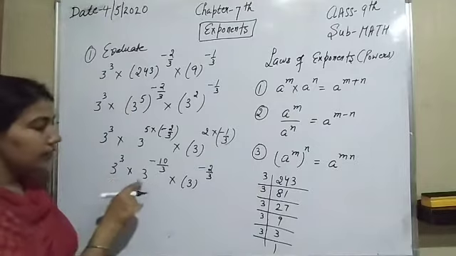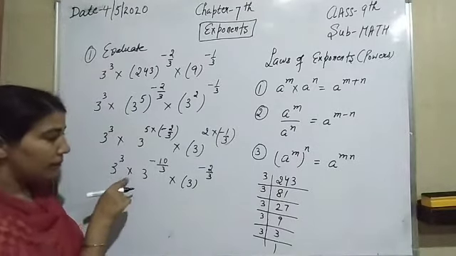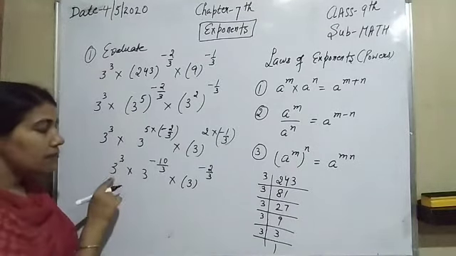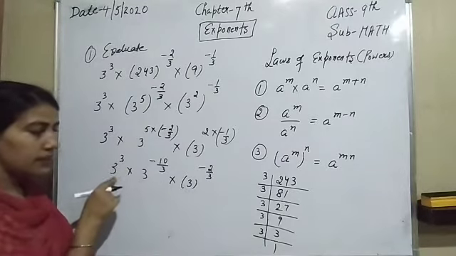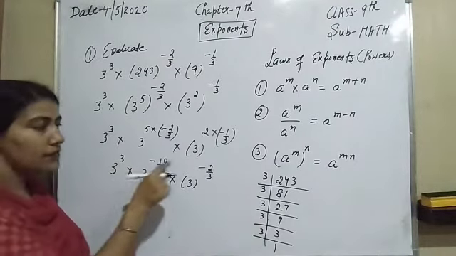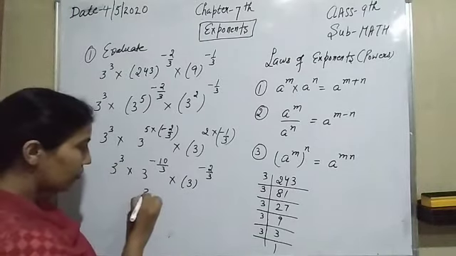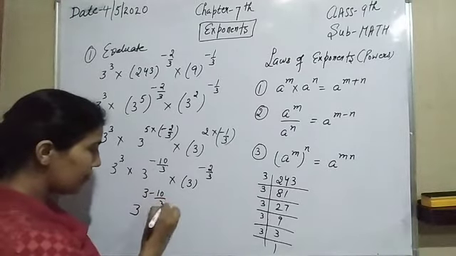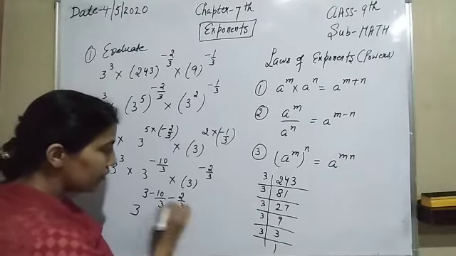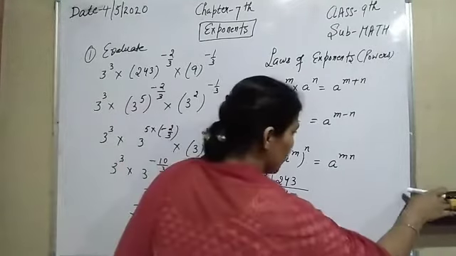Now look here, these are in the form of multiplication, so the bases are the same. Here is 3, here is 3, here is also 3. That means all the powers can be added. Here is power 3, here is power minus 10 by 3, here is power minus 2 by 3.